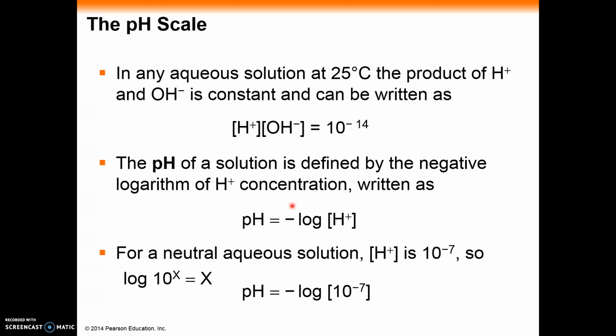So let's go back to our equation here. pH equals negative log of the hydrogen ion concentration. And here we've already determined that is 10 to the negative 7th. So if we take the log of 10 to the negative 7th, we are left with negative 7. We have a negative in front, so pH equals 7. So a pH of 7 is a neutral solution.